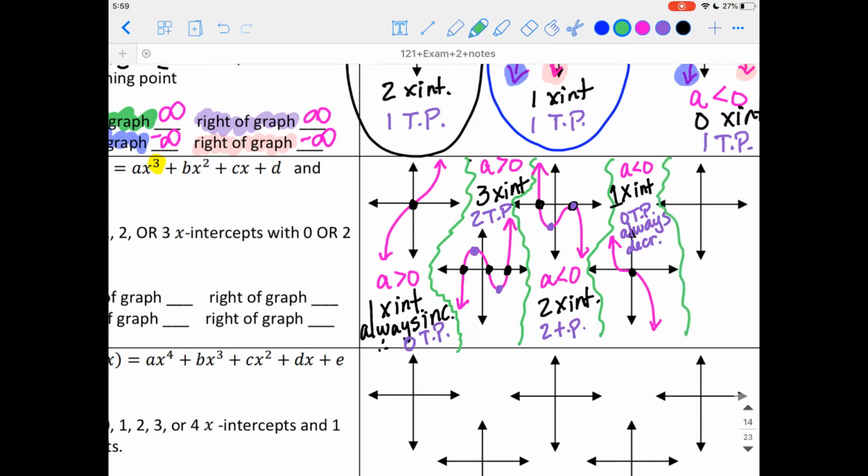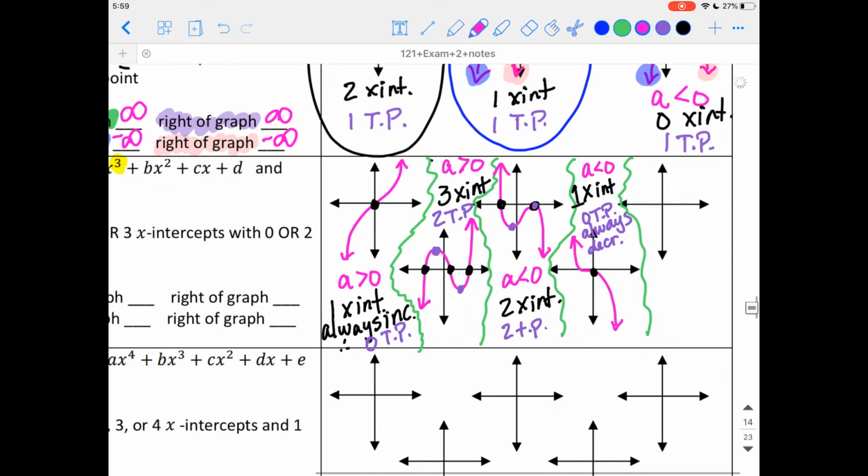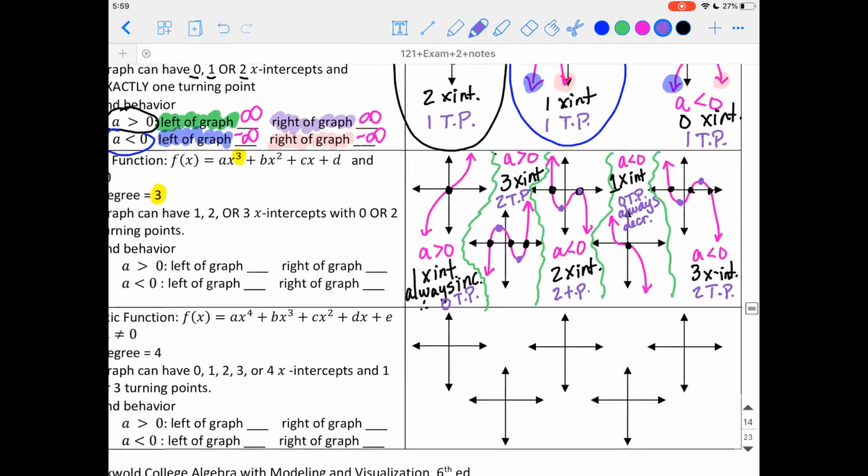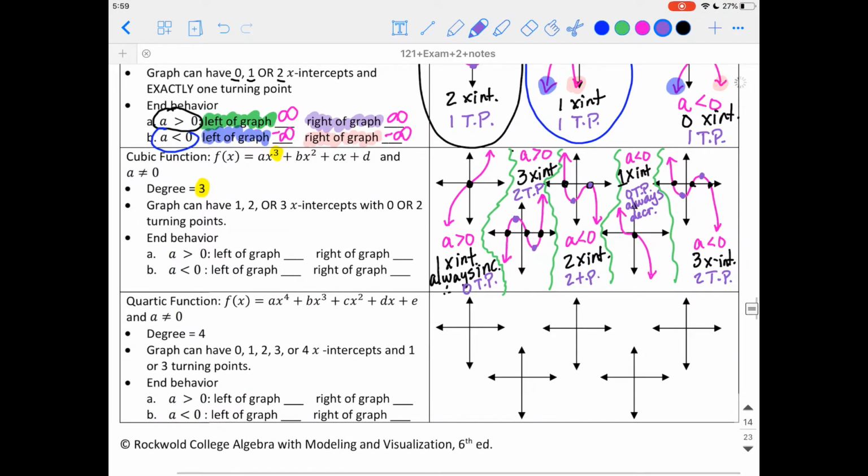And our last kid, just for the sake of having another graph here. So here my a is less than 0. I have 1, 2, 3 x-intercepts. And I have 1, 2 turning points. That's a cubic. So now let's analyze the end behavior here.